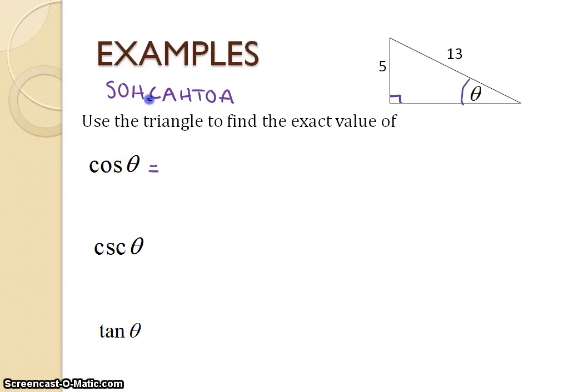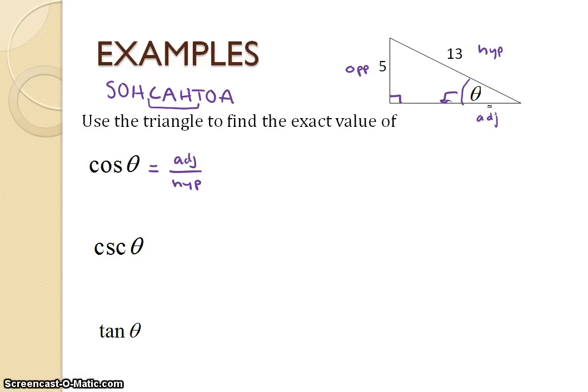So for cosine, we're going to use the A and the H. So this is adjacent over hypotenuse. So to find cosine of your angle, you need the adjacent side. Well, my adjacent side to my angle here is this one. And the opposite is 5, and the hypotenuse is 13 for this angle here.